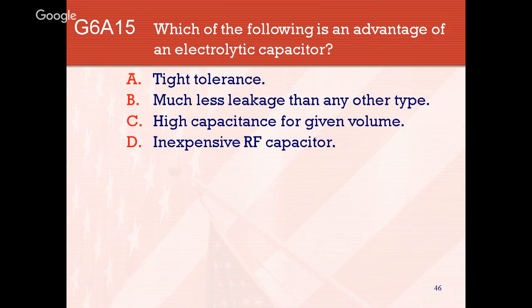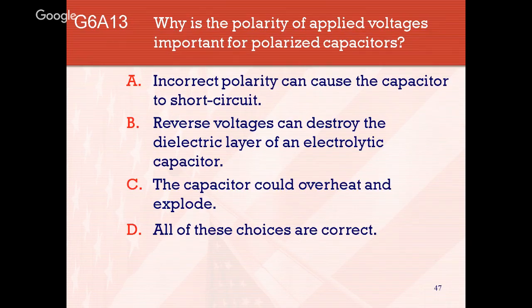Which of the following is an advantage of an electrolytic capacitor? We're talking especially about an electrolytic, not a ceramic capacitor or any other type of capacitor. It's because it has a very high capacitance for a given volume. Why is the polarity of applied voltages important for a polarized capacitor? Well, if you have an incorrect polarity, it can cause the capacitor to short circuit. Reverse voltages can destroy the dielectric layer of an electrolytic capacitor, and the capacitor could overheat and explode. So all of these choices are correct if it's not installed properly with the proper polarization.